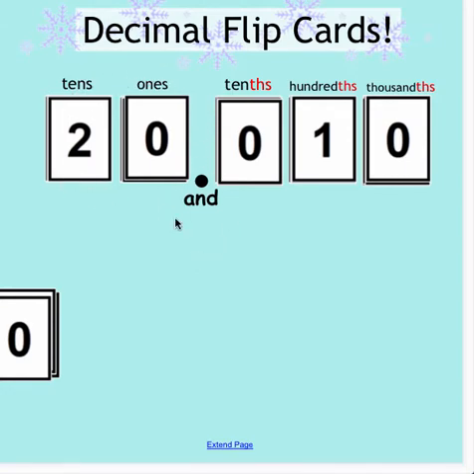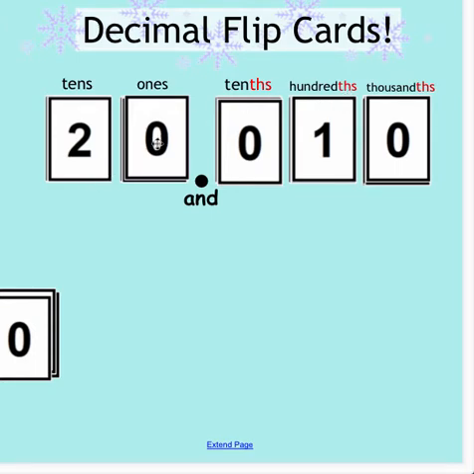Just now I have the decimal point, so I'm going to add in the word and, and then I'm going to read what I see on the right side. Notice this time I don't have any tenths, but I do have 1/100th. So I'm going to read this number as 20 and 1/100th.